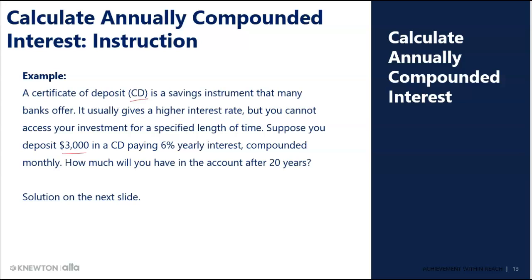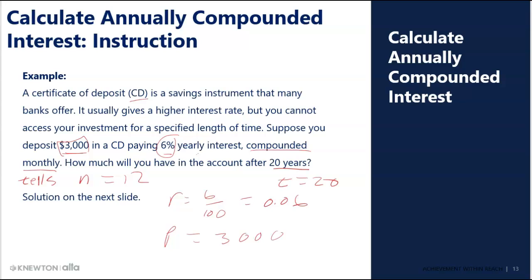So you deposit $3,000 in a CD that pays 6% yearly interest, which is, unless it says something bizarre about daily or monthly, that percentage is always going to be per year. Compounded monthly. This compounded monthly tells me in the formula, I'm going to use n equals 12. 20 years, T is 20. So you've got R equals 6 over 100 from the 6%. That's 0.06. You deposited $3,000. That tells you P equals 3,000. That's how you read these problems. You're looking for the letters that go in the formula.